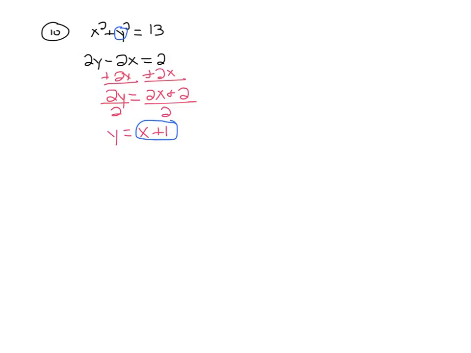So instead of x squared plus y squared equals 13, we're going to have x squared plus (x plus 1) squared equals 13. So again, all we did was take the x plus 1 and substitute it in for y into the first equation. All right, so let's solve this.